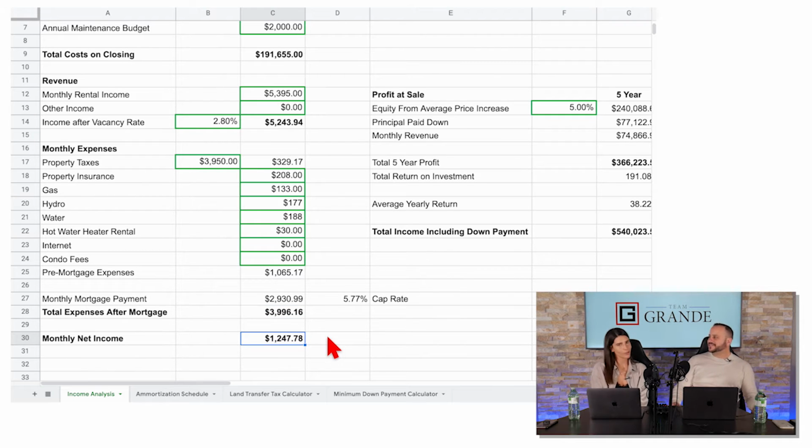And for anyone who does care about the cap rate, it's 5.7%, which is good. I think 5 is good, if you can get anything from like 5 to 8. I think anything over 5, you're laughing. So you're making about $1,200 a month.